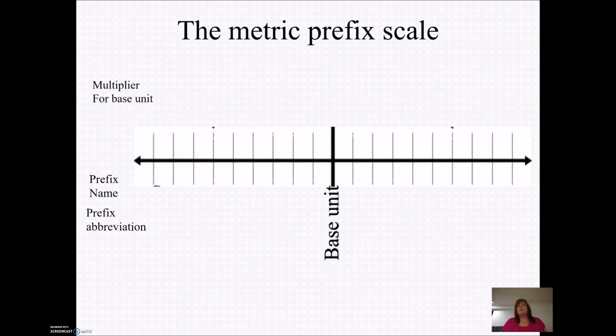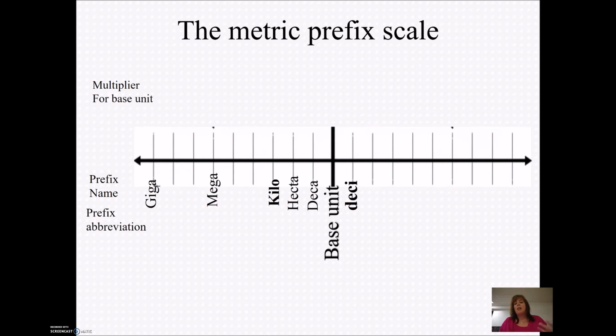All right, let's make this prefix scale because we're going to use this whether we do conversions by moving the decimal or we do conversions by dimensional analysis. So I want you to fill this out. Now remember, the metric system is a multiple of 10. So first we're going to look at going up the scale, so getting bigger than the base unit. There's deca and hecta and kilo. Kilo's a big one. Go up 3 lines to mega and another 3 lines to giga. So those are the units that are bigger than the base unit.